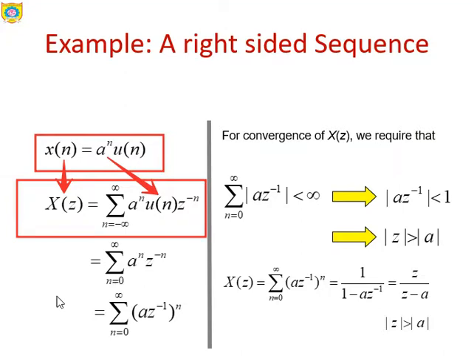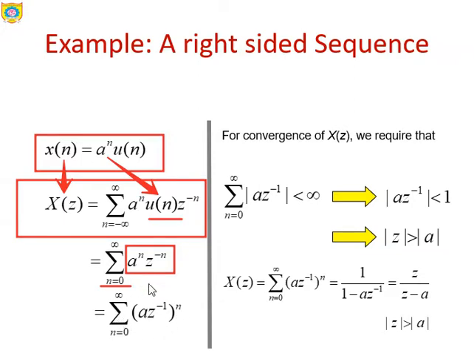Now let's proceed to apply the limits. Since the sequence contains only the values from 0 to infinity, the limits of the summation change, so here the limits of the summation will be 0 to infinity. Now let's put in the values. u of n will be replaced by the value 1, which is why it is omitted in the second equation. So we have a raised to n z raised to minus n. Simplifying this term, it can be written as a z inverse raised to n.